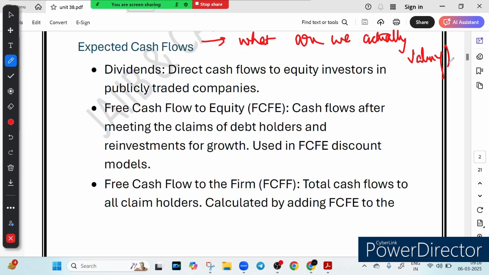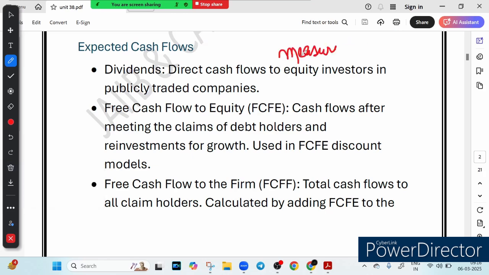It generates cash over time. But how do we measure this cash flow? Here are three types. How do we measure this cash flow? The first is the dividend.